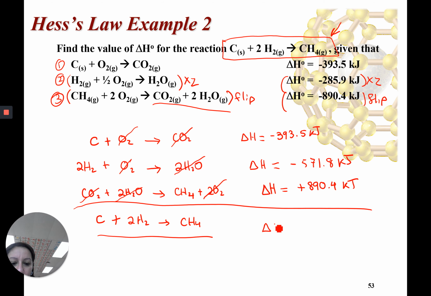So now all we have to do is add up our delta H's together. So negative 393.5 plus negative 571.8 plus 890.4 kilojoules. Altogether, that's negative 74.9 kilojoules.